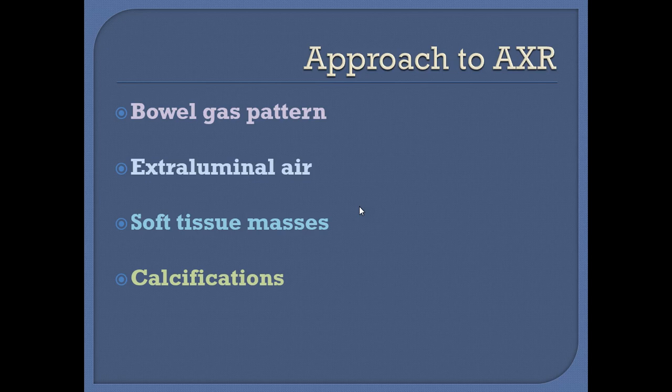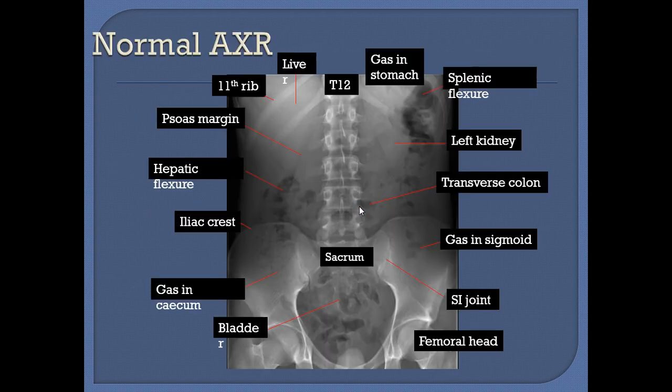Which I want you to know, like bowel gas pattern, extraluminal air, soft tissue masses, and calcification. The bowel gas is usually in the GI tract and it shows different patterns, which I will tell you later. Normal abdominal X-ray.